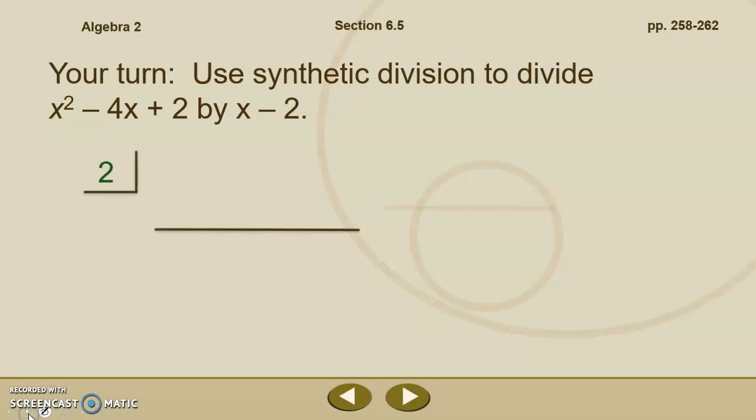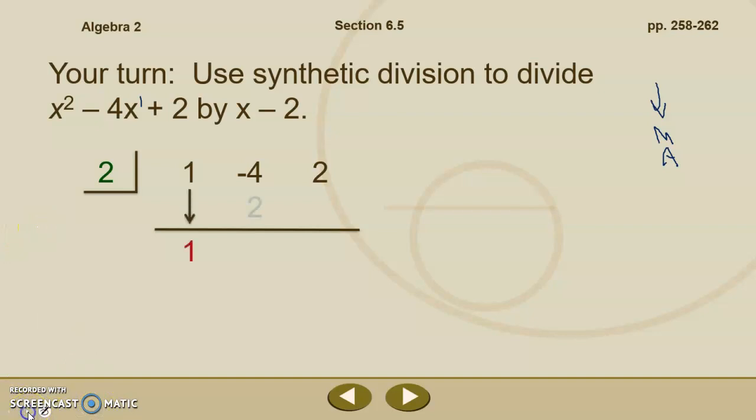First thing that we do is put the 2 in the little box, and then we write our coefficients. We have 1x squared minus 4x plus 2, so we write 1, minus 4, and 2. We don't have any missing terms here. We go from x squared to x to the first to a constant, so we didn't have to add any zeros. And now we're going to follow this procedure. Bring down, multiply, and add. Bring down, multiply, and add. All right, let's try that.